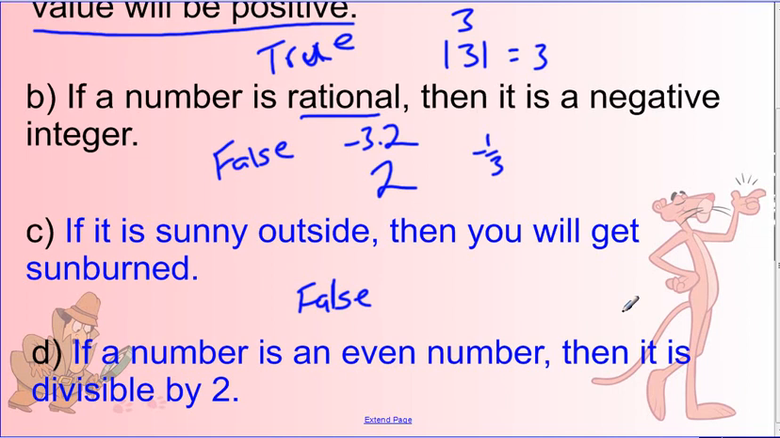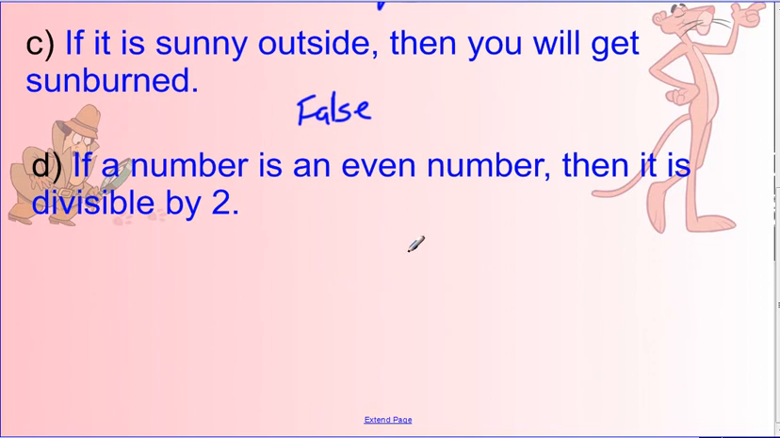Letter D. If a number is an even number, then it is divisible by 2. So let's think of an example. If a number is an even number, so like 2 or 10 or 16, whatever. So if a number is an even number, these are all even numbers, then it is divisible by 2. Then it says then this guy could be divided by 2 evenly.